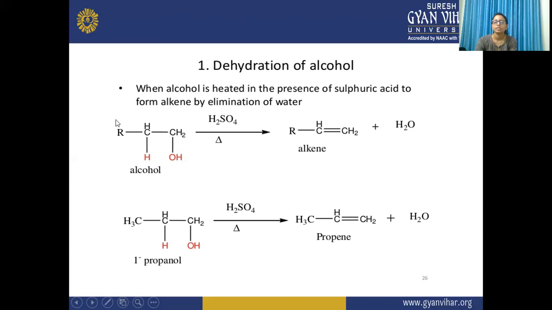So here you can see this is your alcohol. When it is treated with H2SO4 and heated, there is an elimination of this water molecule, HOH. So it is removed and a water molecule is formed, and this alkene is formed. Here the example given is 1-propanol. When 1-propanol is reacted with H2SO4, propene is formed and the water molecule is removed.